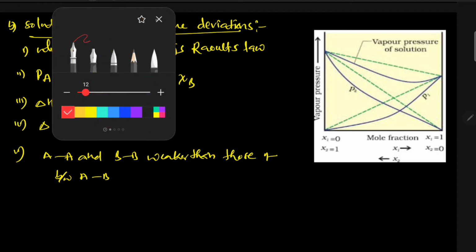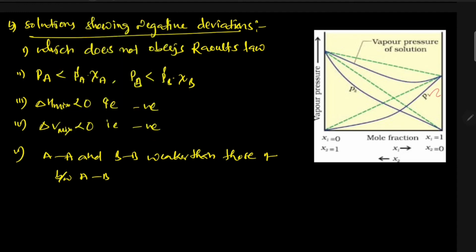Next, look at the graph. This is PA, this is PB. The dotted line represents the ideal solution vapor pressure. Look at the downside graph. This is the lower vapor pressure of the non-ideal solution, which means negative deviation.